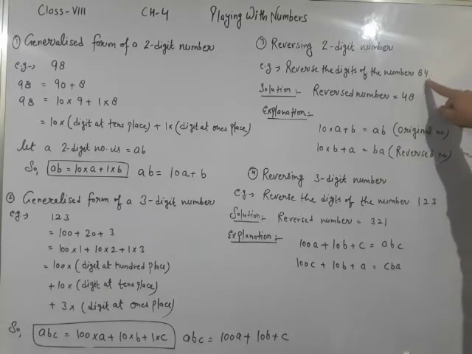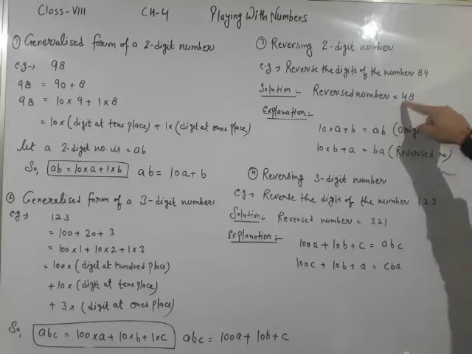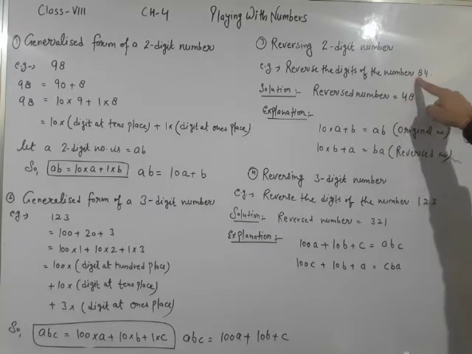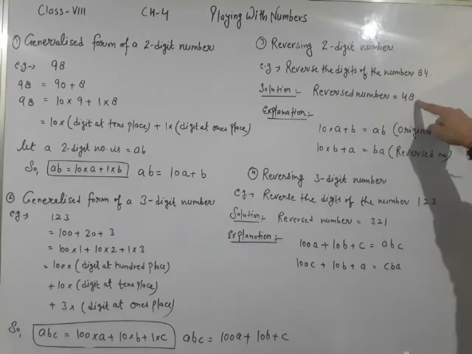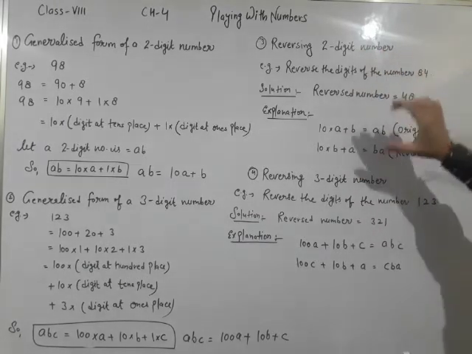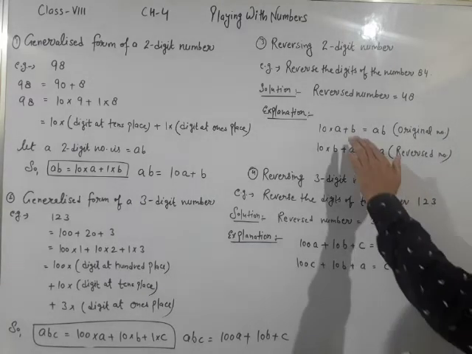Initially 4 was at ones place. Now we have reversed the order of 4. Now 4 is on tens place. Initially 8 was written at tens place, but after reversing the number 8 is at ones place. This is all about reversing the digits of a number. And if we want to understand reversing a 2-digit number in detail, then we have to do this.